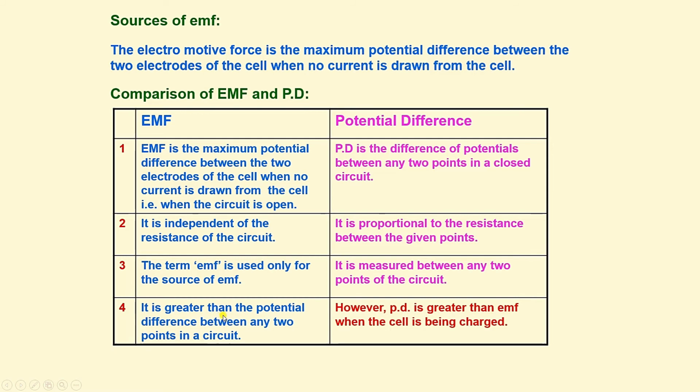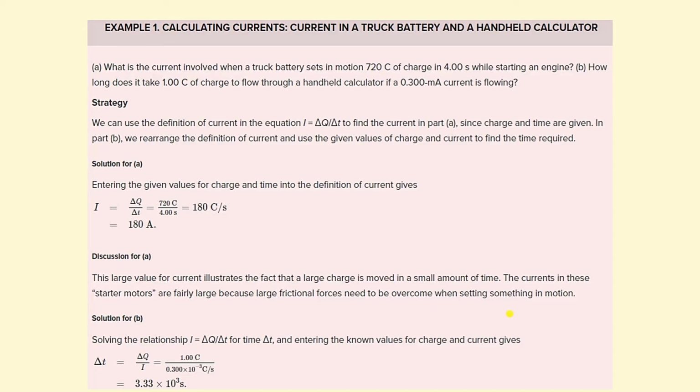EMF is greater than the potential difference between any two points in the circuit. However, the potential difference is greater than the EMF when the circuit is being charged. Then we take an example.